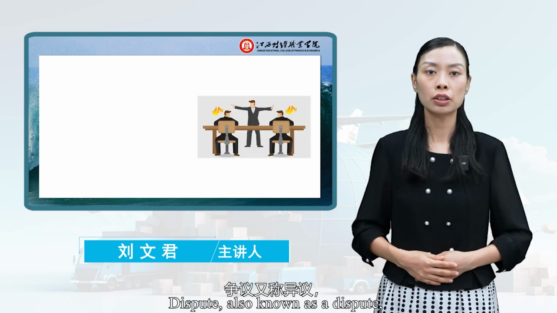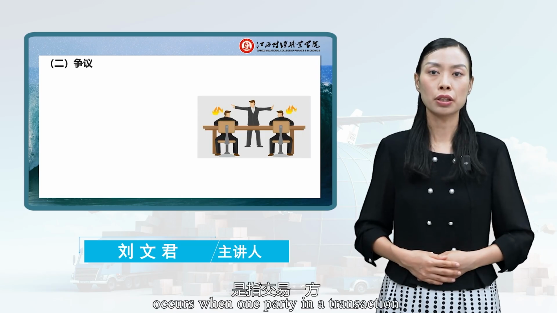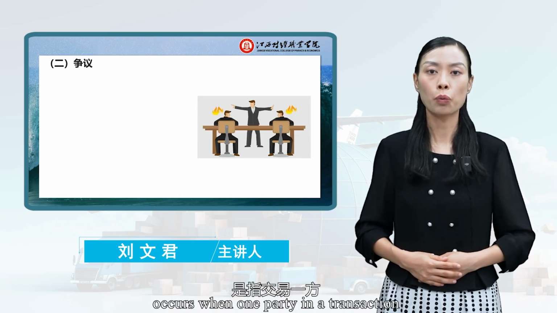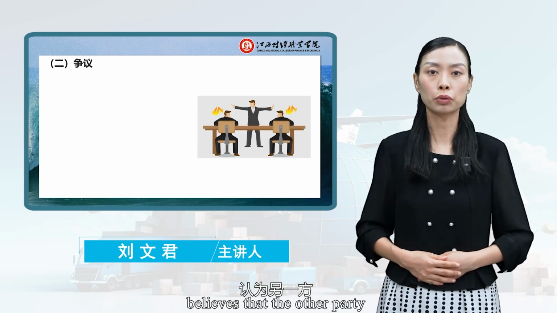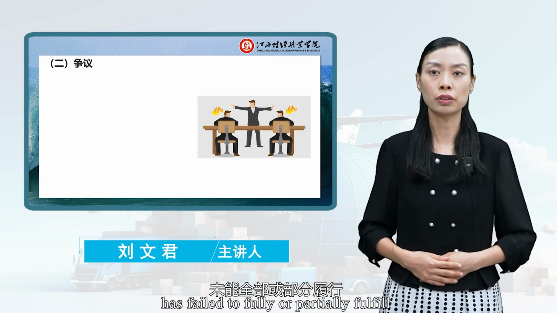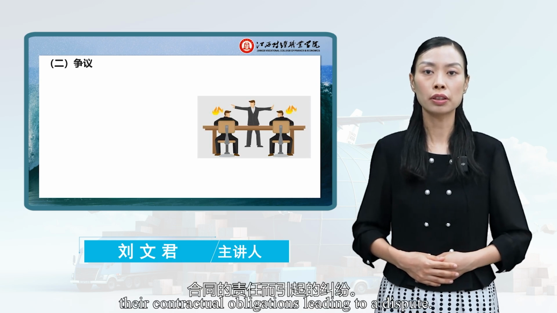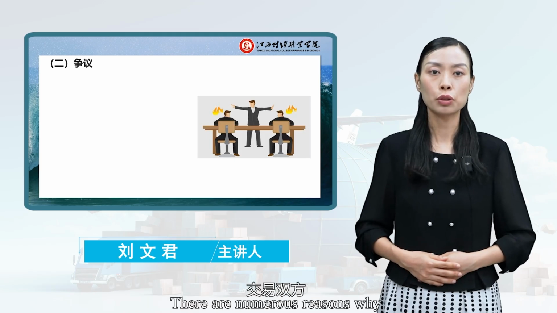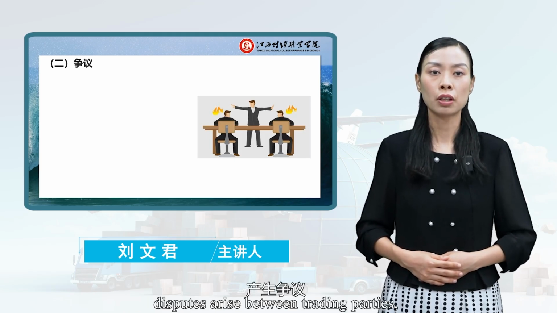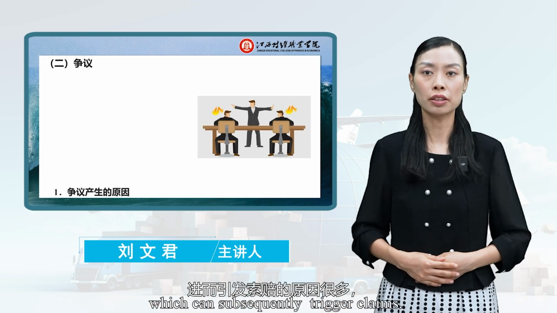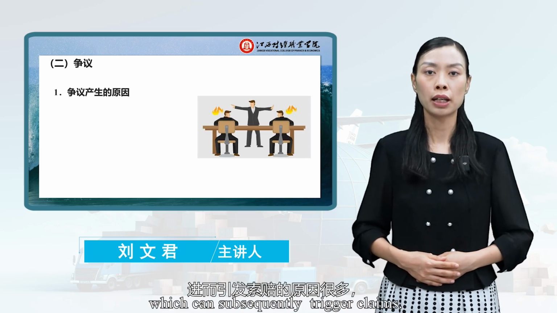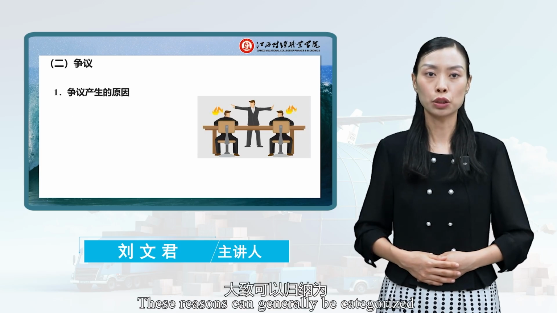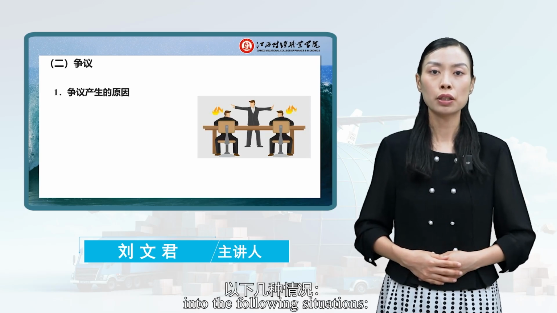A dispute occurs when one party in a transaction believes that the other party has failed to fully or partially fulfill their contractual obligations, leading to a disagreement. There are numerous reasons why disputes arise between trading parties, which can subsequently trigger claims. These reasons can generally be categorized into the following situations.